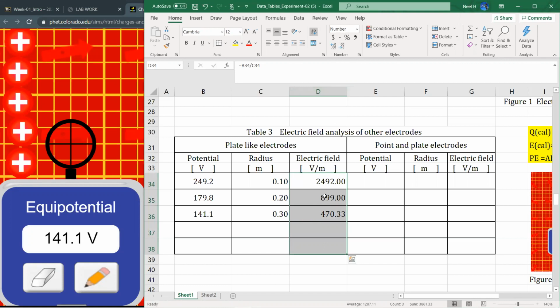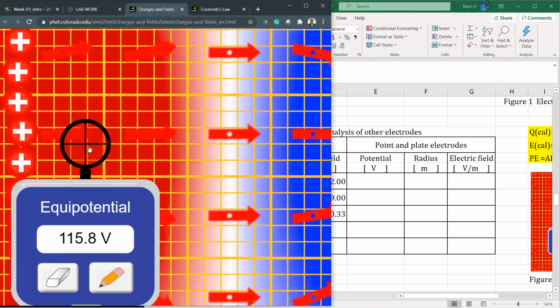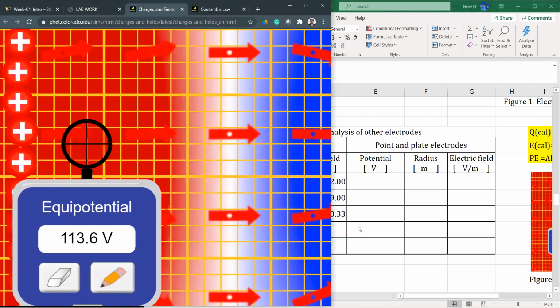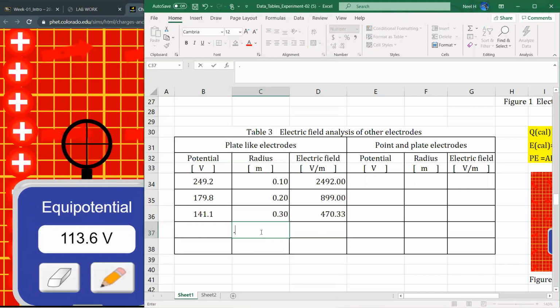We have fairly large numbers here, maybe 1 decimal place, or maybe you can convert if it is a much larger number into scientific notation. That's always better. Okay. Let's do two more values. Next one, maybe 40 centimeters, 113.6, and the electric field is now 284.